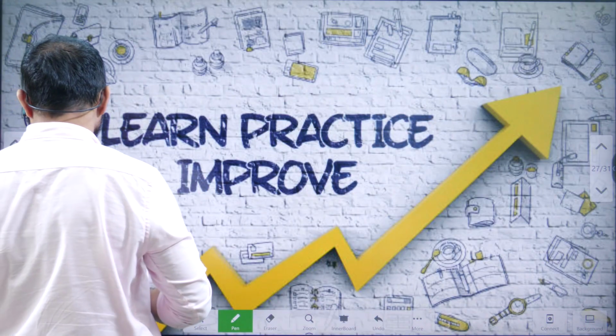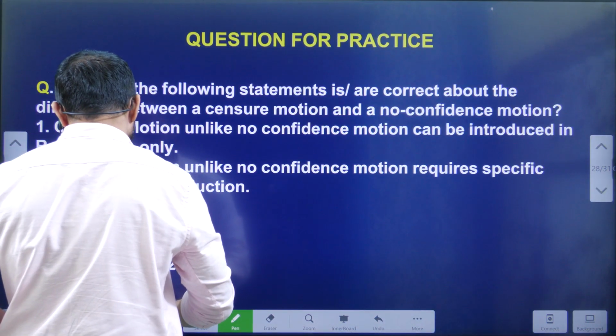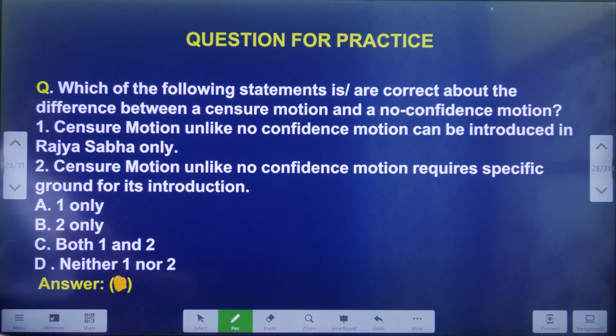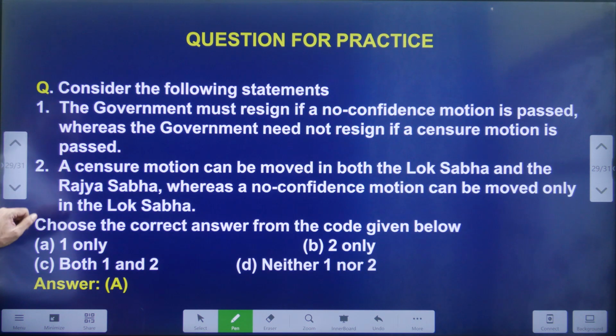Today's video question, let's see. Which of the following statements are correct about the difference between the censure motion and no confidence motion? Read these 2 statements carefully and put your answer in the comments.